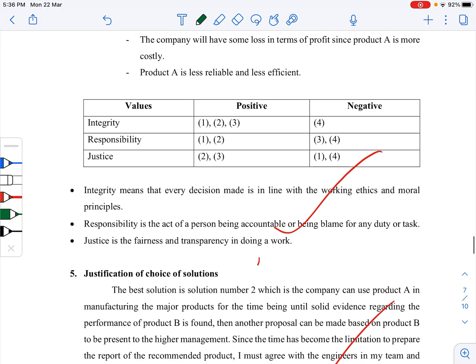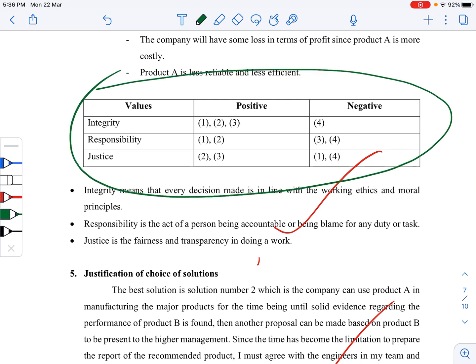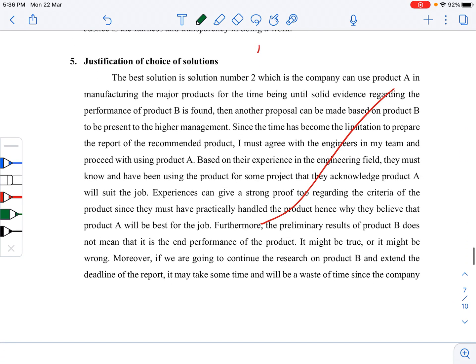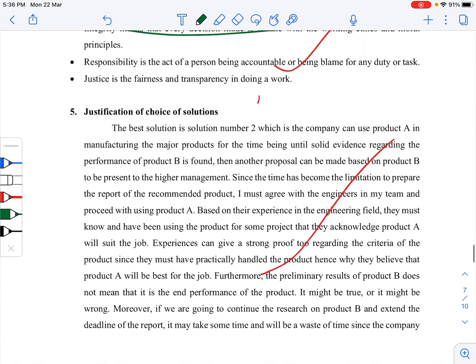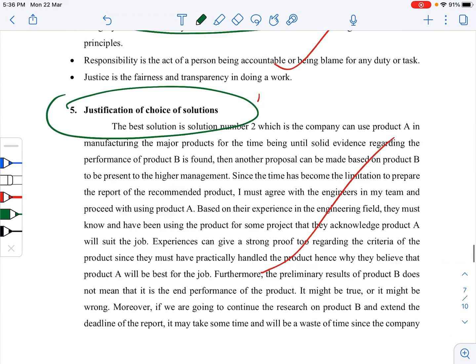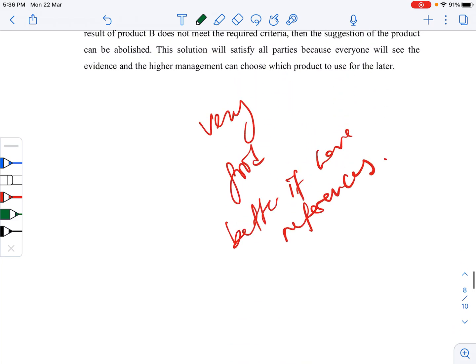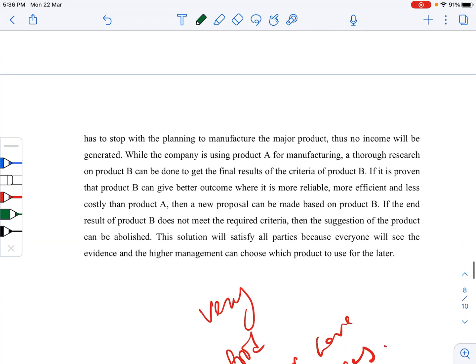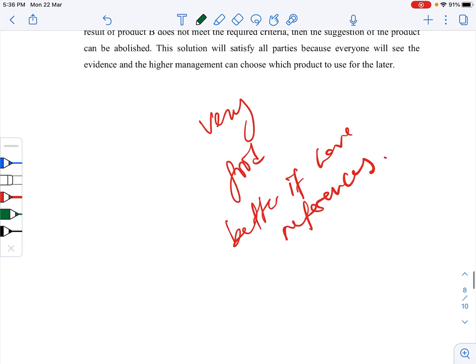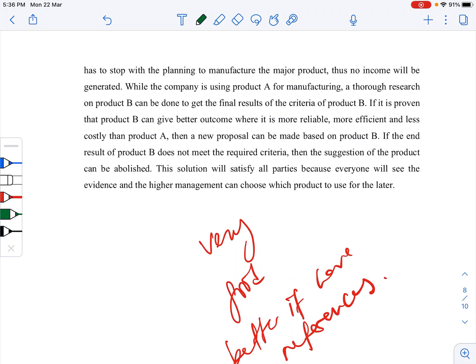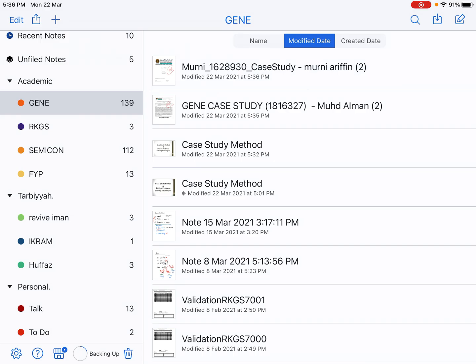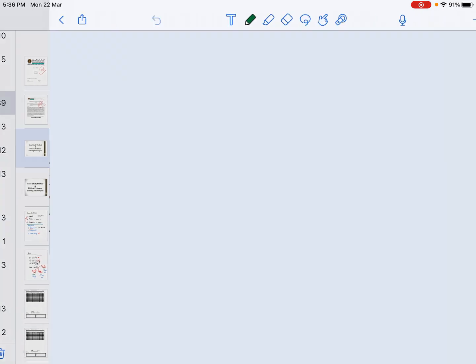And then she also made this table to find out which action taken is best. Then she justifies the solution, but in the end she didn't have the implication and the rest, so that's why she didn't get 100%. So that's the case study.